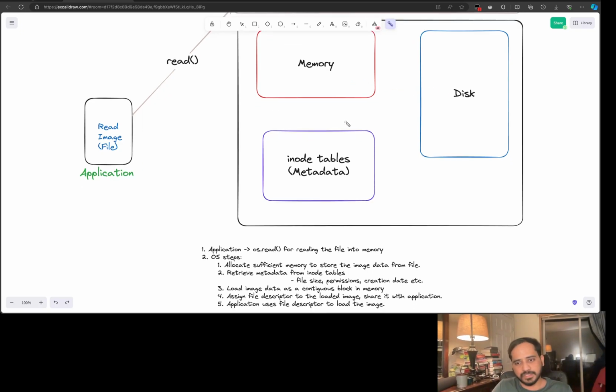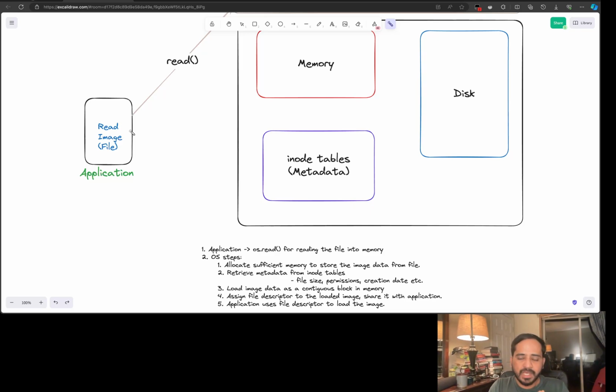And after reading it into memory, it adds a file descriptor of the loaded image, which tells the application, hey, this is the descriptor you have to use to read the file. It shares it with the application, and then the application uses the file descriptor to load the image. Now, in languages like Python or Java, when we say something dot open as bytes, a lot of details are hidden, abstracted from the user, and these are the details that are very important to optimize any system, to improve the scalability of any system.